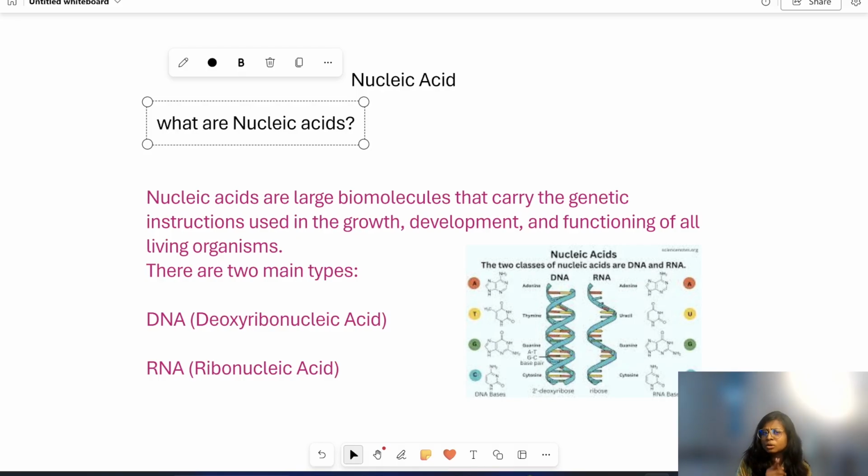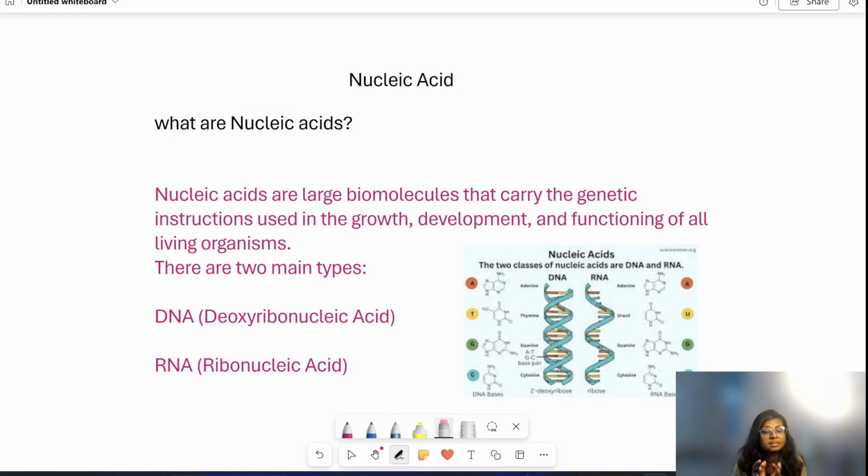So today we are going to talk about the most important biomolecules in living organisms, that is nucleic acids. These incredible molecules are the blueprints of life, storing and transmitting the genetic information. So let's dive in.